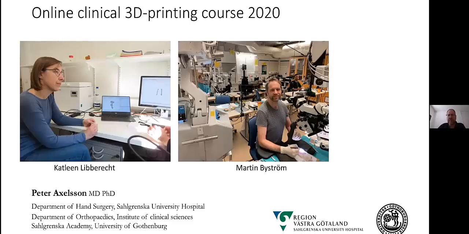Einar showed he had a team in Lund. I don't have a team, but I think I have some friends anyway, at least 2 colleagues here. This is Kathleen Liebrecht, looking a little bit at guides, and this is Martin Byström in the micro lab, training on some rats there. Kathleen is a general surgeon from the beginning, and Martin is orthopedic like me. But the orthopedic part is just a part of our everyday work.